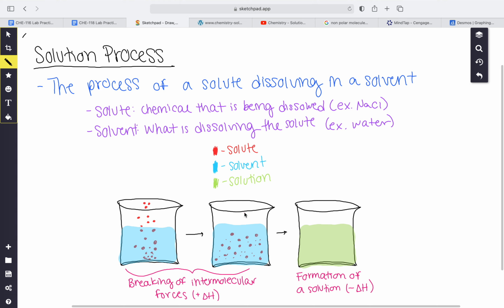And then the next thing is the formation of a solution. That is usually, what is that called? Exothermic. Sorry, that's so bad. It's usually exothermic. So the formation of a solution usually will end up releasing heat. Usually it's not a lot of heat. Sometimes it will, sometimes it needs heat to do it, but most of the time we say that it's an exothermic process.